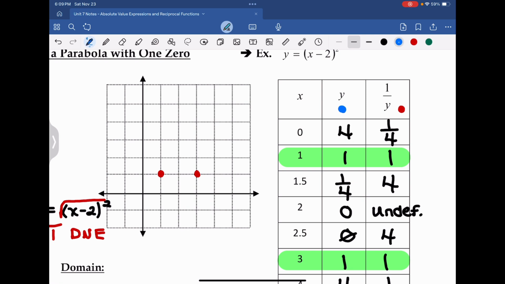Excellent. Now let's sketch in our blue graph. It's at 0 and 4, which puts us to here. We have 1 and 1, so one of the points will be right here. We have 1.5 and a quarter, which is going to be roughly about here. We have 2 and 0, which means that's our x-intercept, aka our NPV.